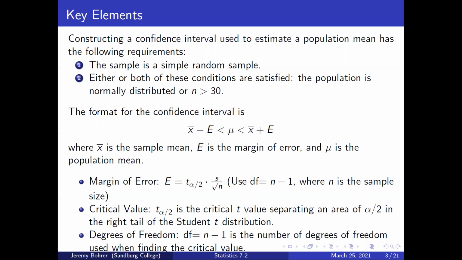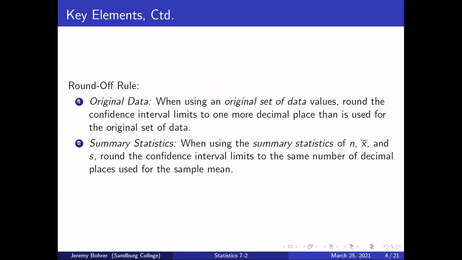The critical value, t sub alpha over 2, is the critical t value separating an area of alpha over 2 in the right tail of the student t distribution. And the degrees of freedom, n minus 1, is the number of degrees of freedom used when finding the critical value.